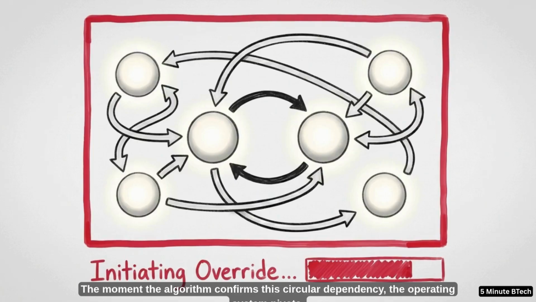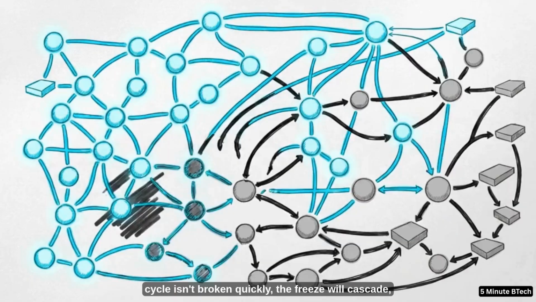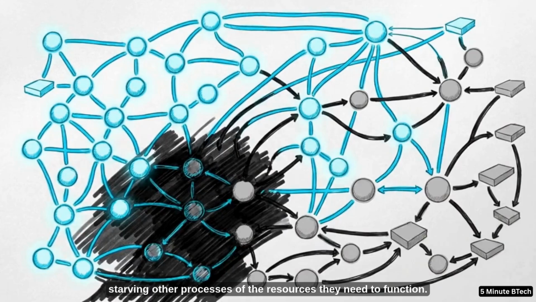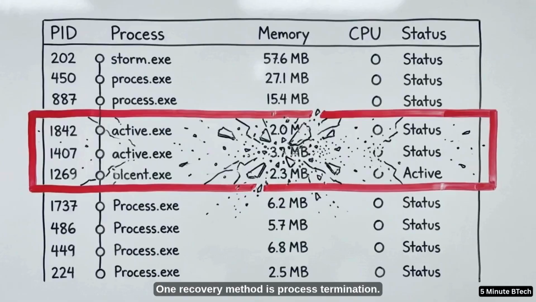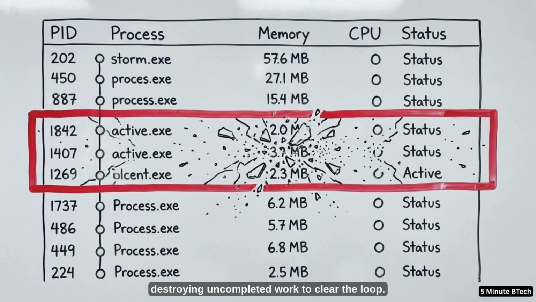The moment the algorithm confirms this circular dependency, the operating system pivots. It stops passively monitoring the traffic and prepares to execute a recovery protocol. If the cycle isn't broken quickly, the freeze will cascade, starving other processes of the resources they need to function. One recovery method is process termination. The operating system instantly kills every process involved in the deadlock, destroying uncompleted work to clear the loop.